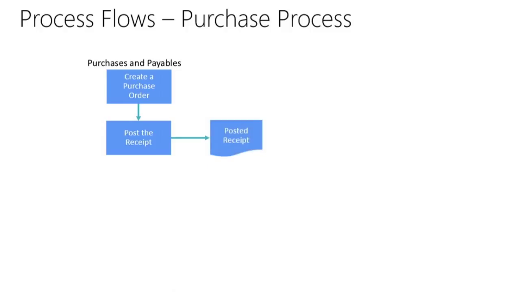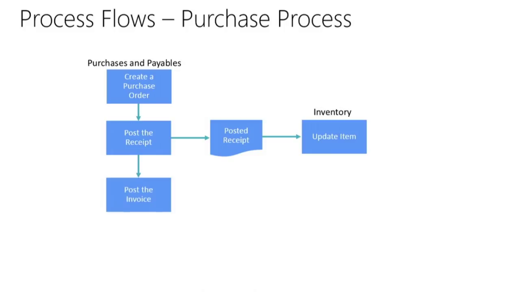That's going to create a posted receipt document. Now, as from then, once the information and the goods have arrived in our company in the system, we are ready to update the inventory for the items that we have purchased. Once the inventory of the item has been updated, we are ready to create the posted invoice. And based on that invoice, we are, of course, ready to start to create a payment for our vendor.